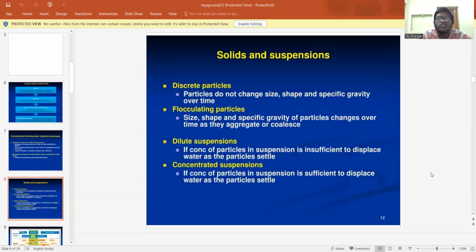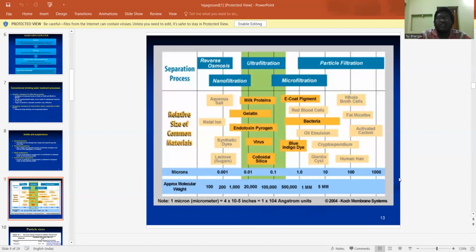Solids and suspensions. Discrete particles: particles do not change size, shape, and specific gravity over time. Flocculating materials: size, shape, and specific gravity of particles change over time as they aggregate or coalesce. Dilute suspensions: concentration of particles in suspension is insufficient to displace water as the particles settle. Concentrated suspensions: concentration of particles in suspension is sufficient to displace water as the particles settle.